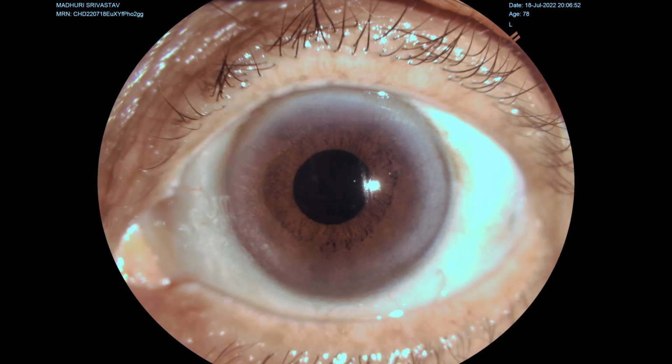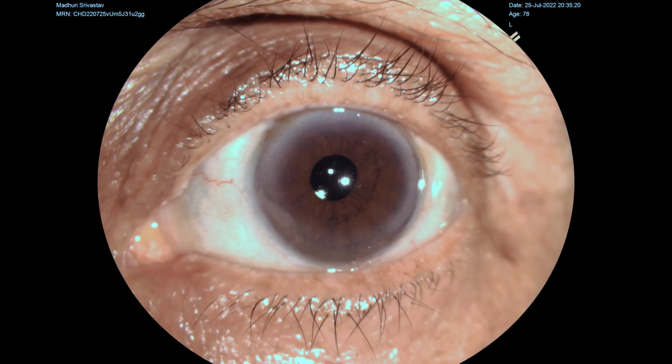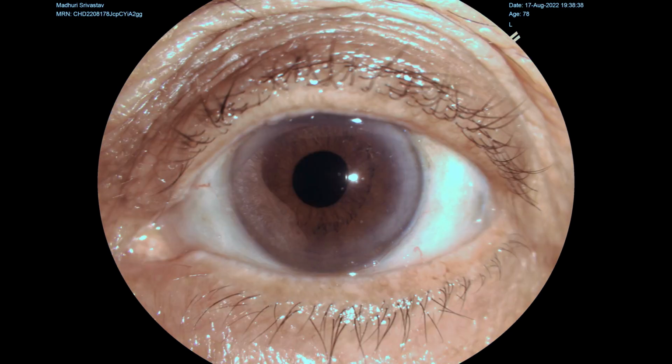This is the post-op day 1 picture, which shows a clear cornea and a pupil which is not very well dilated, but is good enough. This is the picture at day 7, where the effect of the mydriatic eye drop has waned off, and this is the picture at day 30. I would like to mention here that this patient gained 6/6 and unaided near vision of N6, and this is what we are all striving for. Thank you.